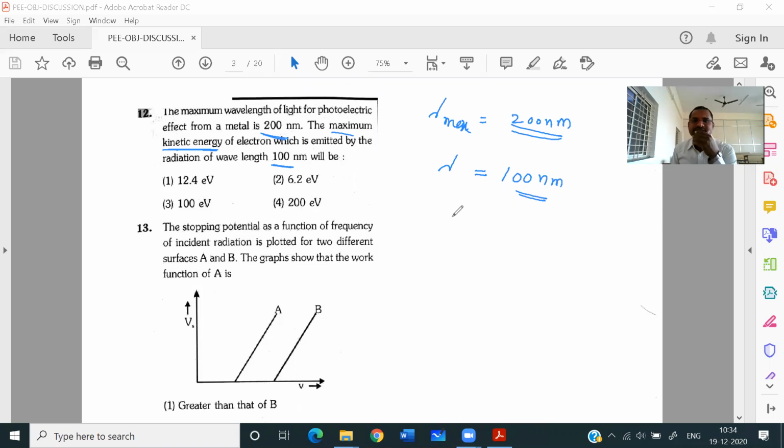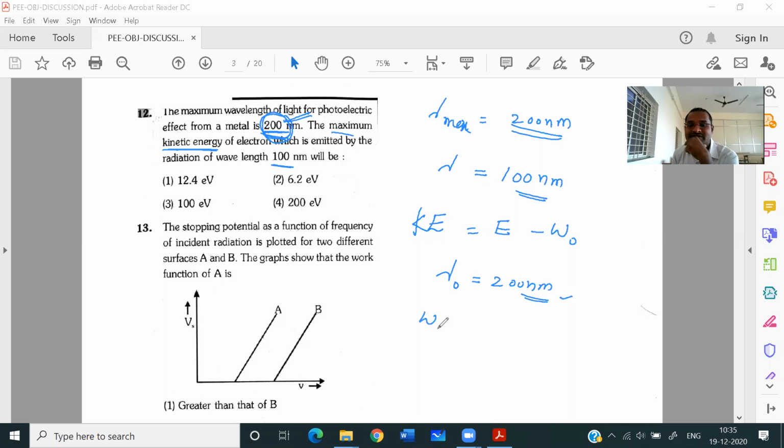See, the kinetic energy KE is equal to what, Nana? Energy of incident radiation minus work function. We know this. Here the maximum wavelength of light for the photoelectric effect from a metal is 200 nanometer. It means that to overcome the work function, this much wavelength is required. This is the threshold wavelength. 200 nanometer is the threshold wavelength.